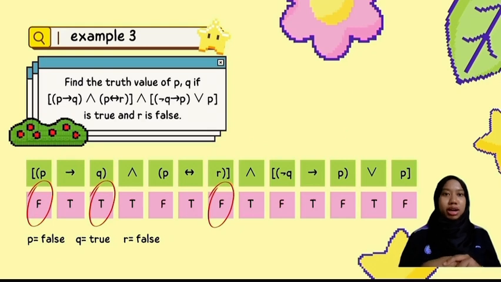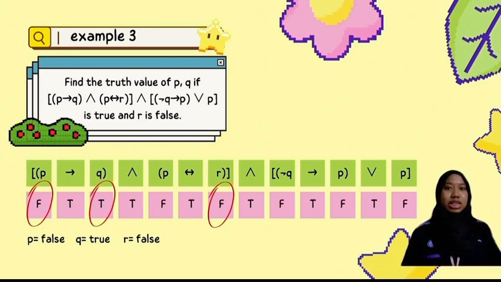The next part is not Q implies P. This means if Q is false, then P must be true. But Q is true, so this part doesn't matter, because not Q is false, which makes the statement automatically true. The last part is not Q implies P, or P. This is an OR statement, so at least one part must be true. Since we know that not Q implies P is true, this whole part is true.